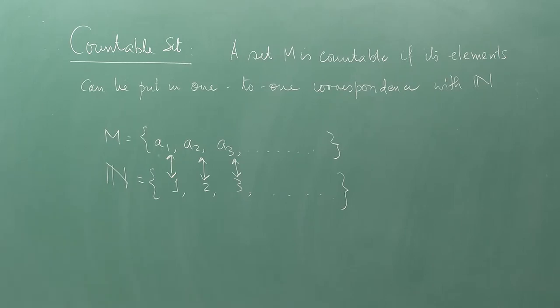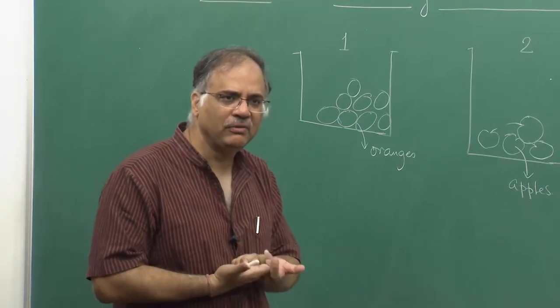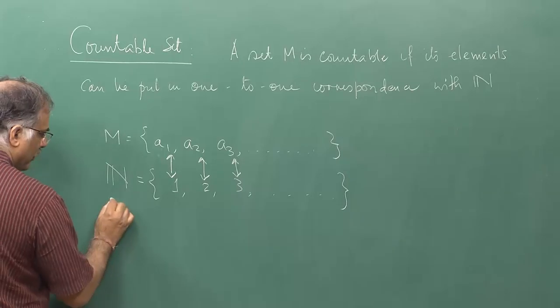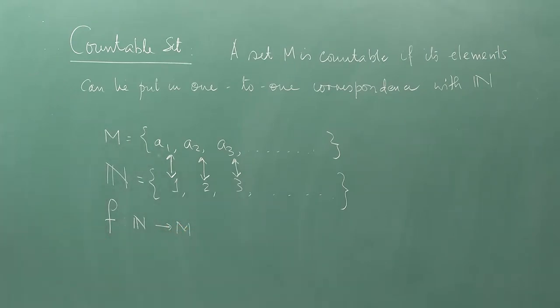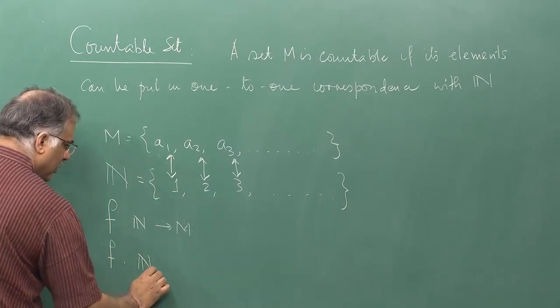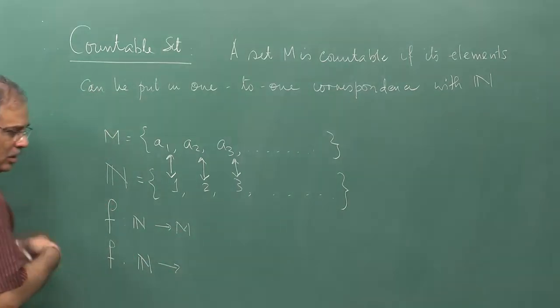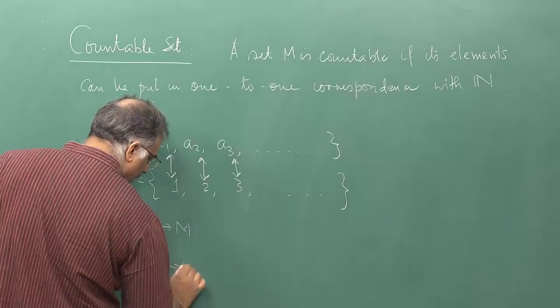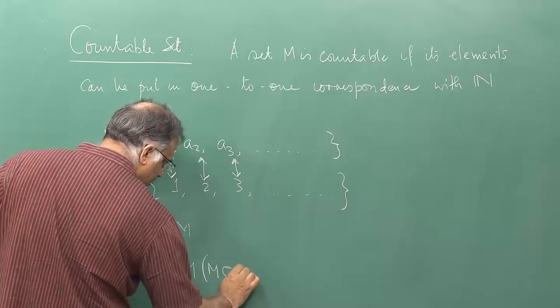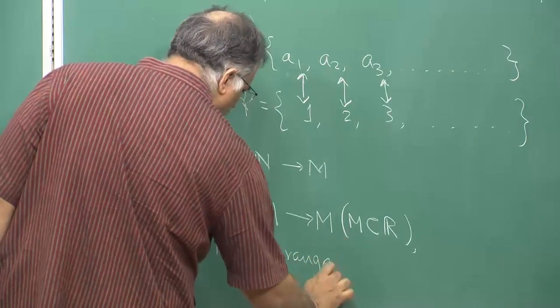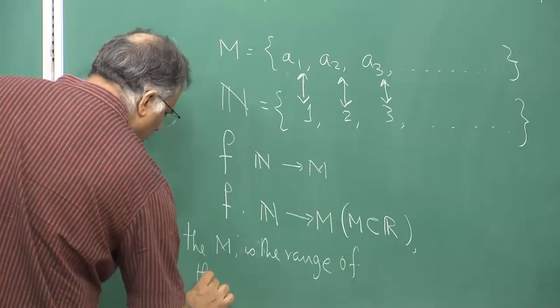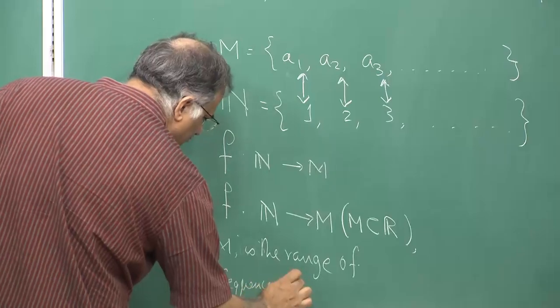This whole process of one-to-one correspondence, if you have learnt in high school, is actually a way of creating a function. So essentially what we have done, we have created a function from the set of natural numbers N to the set M. This is a very abstract function, but if these a1, a2, a3 are real numbers, then we'll call such a function a sequence. So if I have a very specific scenario where M is a subset of R, then M is the range of the sequence function. So this function is then called a sequence function.